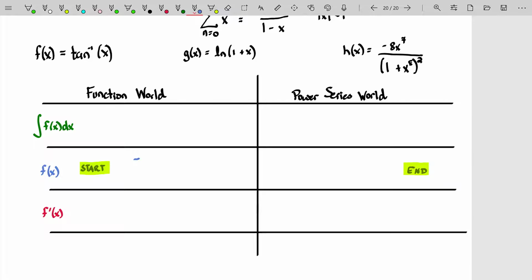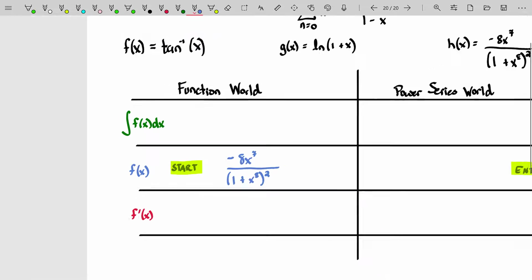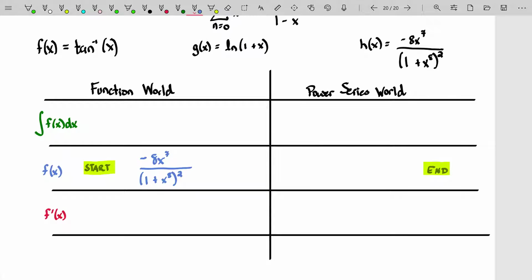So you start with negative 8x to the 7th. It's just terrible. Negative 8x to the 7th over the quantity 1 plus x to the 8th squared. That's what you want to find the power series for. Well, you have a choice. You can go to the right. If you could immediately find the power series for that, this would not be a hard problem. It'd be incredibly easy. So that is not going to be viable. It's an option, but it's not realistic.